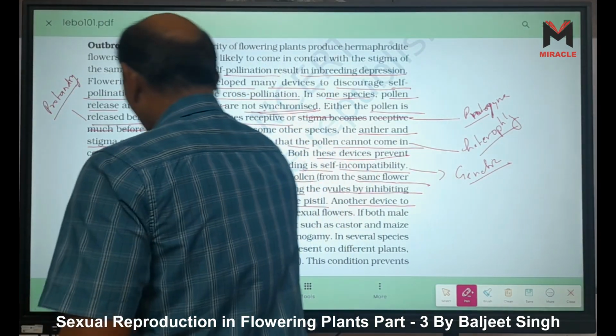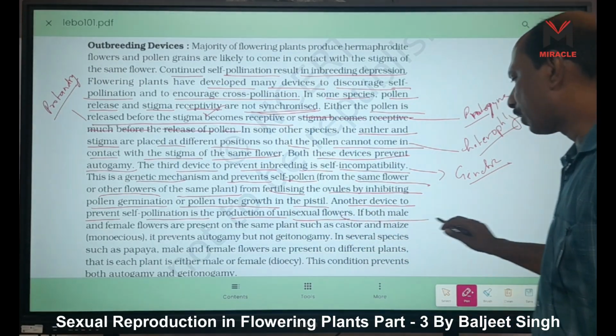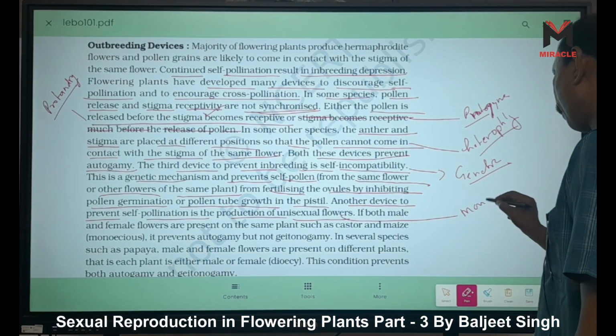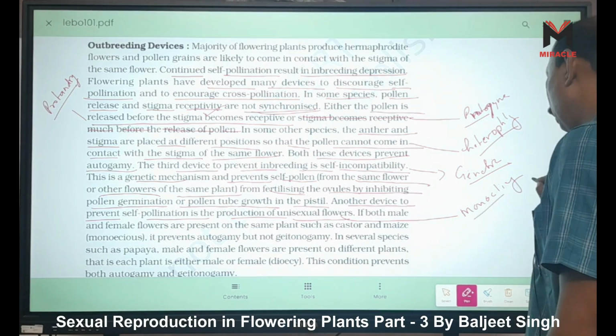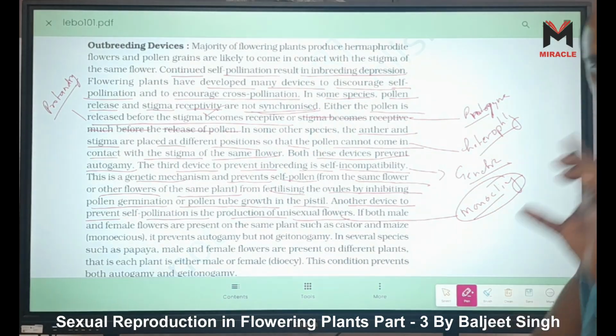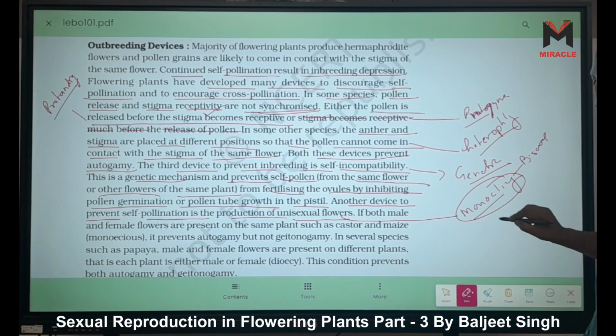Another device to prevent self-pollination is the production of unisexual flowers. Production of unisexual flowers means what? Monocliny means bisexual, right? And dicliny, already we read this one, right?